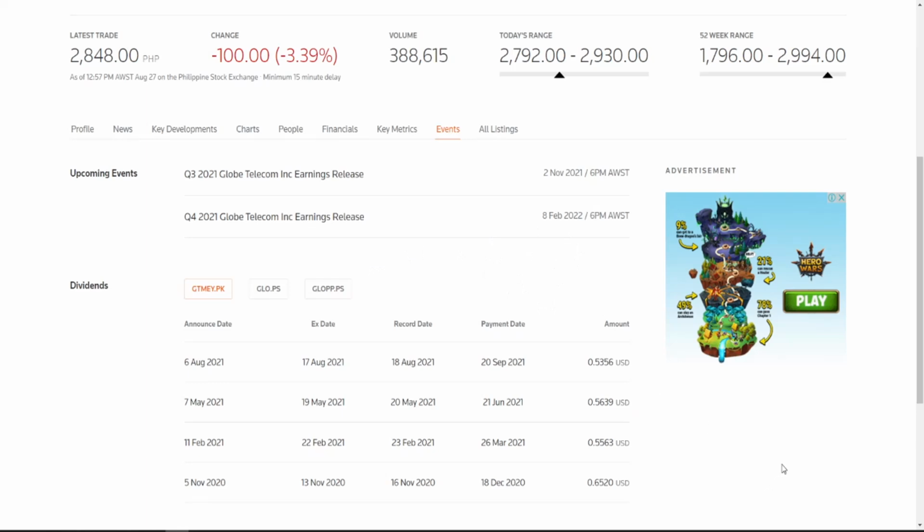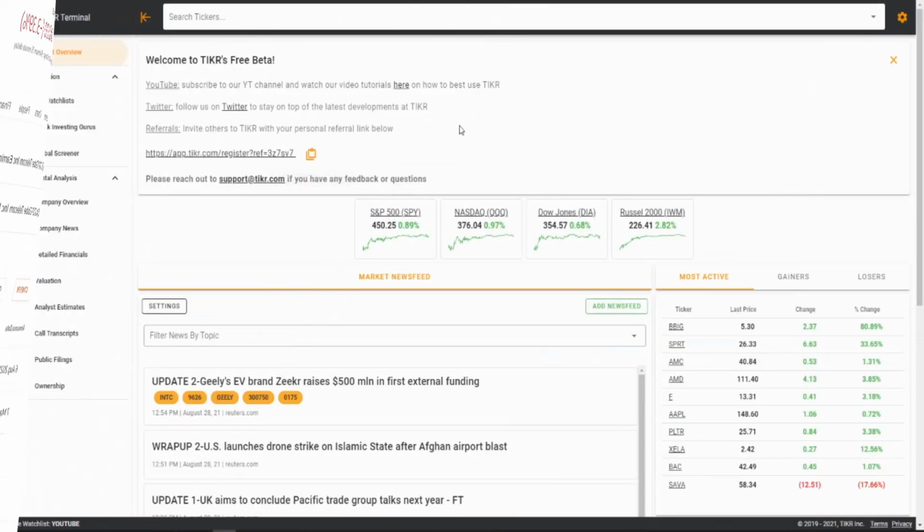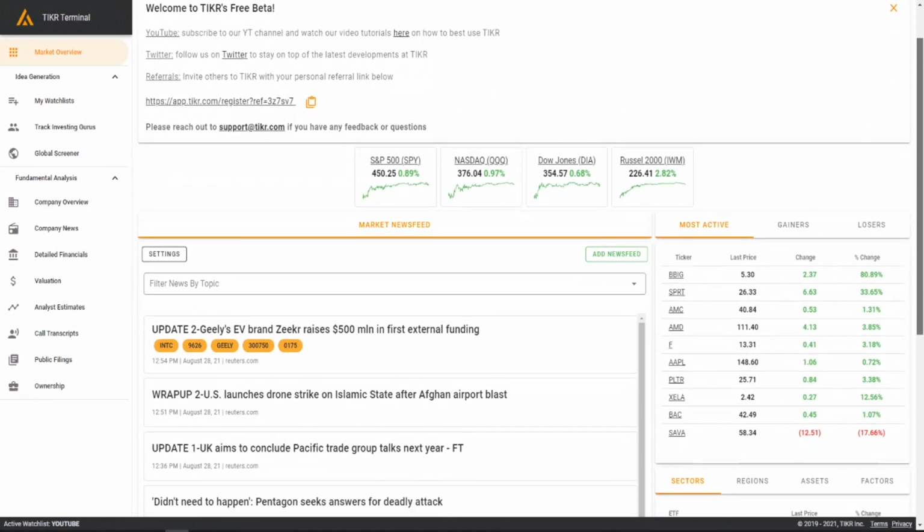Now for the last tool, which has been my favorite ever since one of my subscribers told me about it, really a game changer, is app.ticker. Really a powerful tool for every investor. So right now, if you still haven't used their website yet, I suggest you try it now.